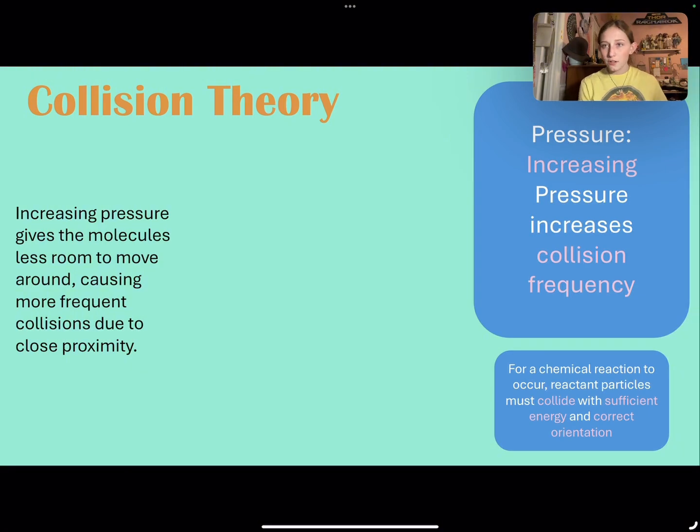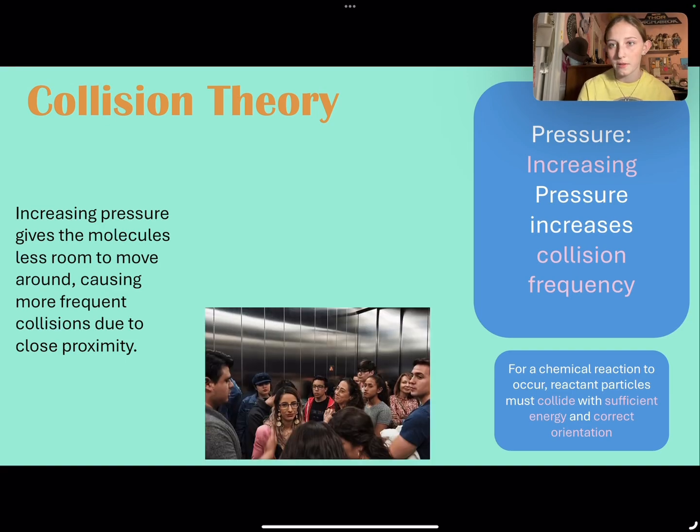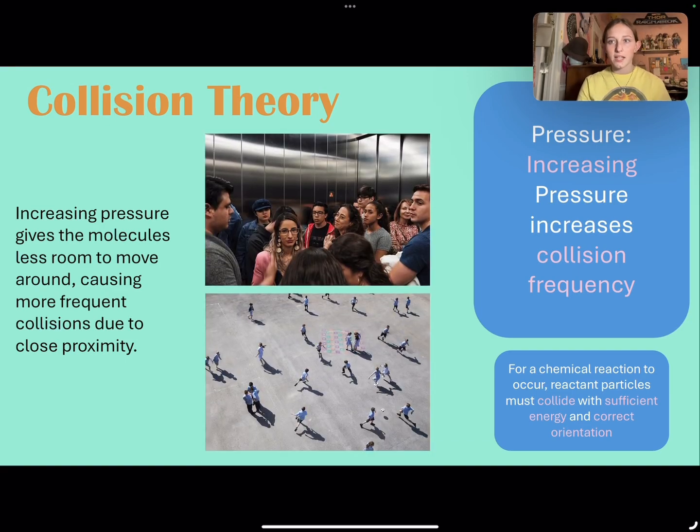Pressure. Increasing pressure increases collision frequency. This is due to the fact that the molecules have less room to move around, which causes more frequent collisions due to the close proximity. I like to think of it as if you have a lot of people in a big open space, they're going to have a lot of room to move around. They're not going to bump into each other because they can go around. They don't have to interact. However, if you cram all of those people into a small elevator, they're going to be bumping into each other. They're going to be, oh, I'm so sorry. Oh, excuse me. They're going to be interacting with each other a lot more because of this close proximity.